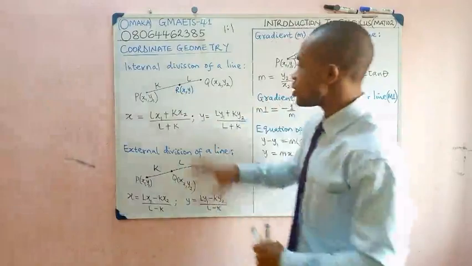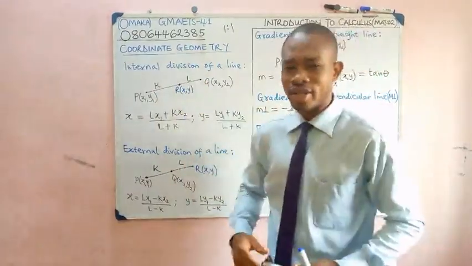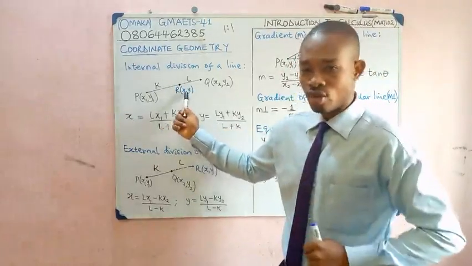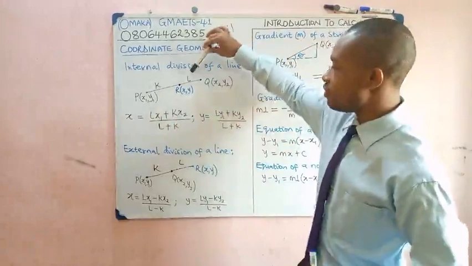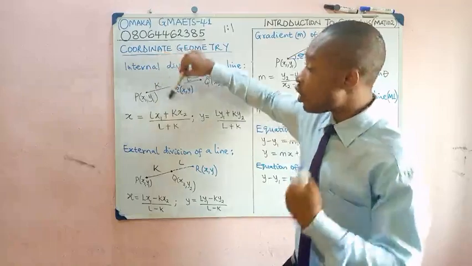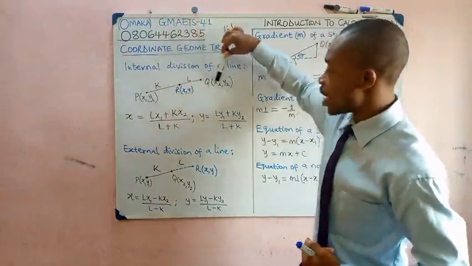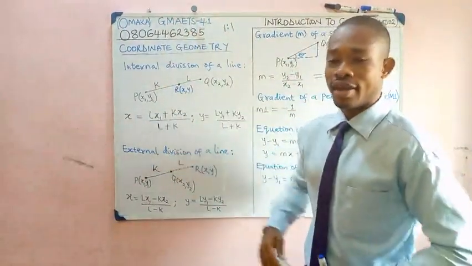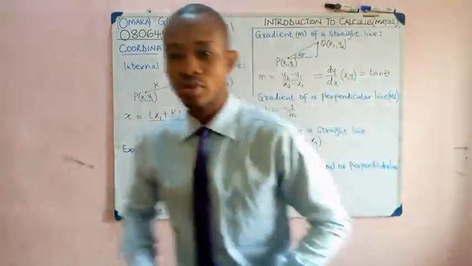Take note of that. Now, in the case of internal division of a line, what is expected? Similarly, to get the x coordinate of point R that divides line PQ, watch how you go. It's going to be this ratio L times x1, using the x coordinates to get your results, plus this ratio k times x2. Then divide everything by L plus k, that is the sum of the ratios.